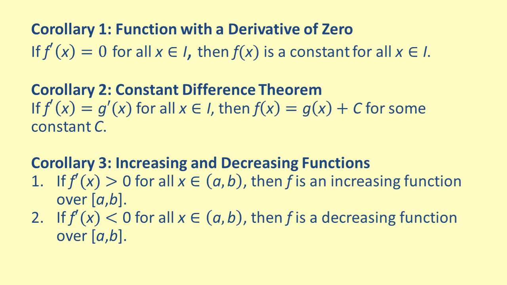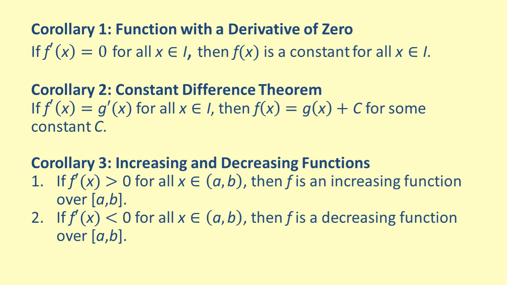Let's look at a few corollaries of the mean value theorem. First, if we assume that f is a differentiable function over an interval I, then if f prime of x equals 0 for every value in I, then f of x is a constant for all values of x in I. Notice that this comes from the derivative of a constant. Recall that the constant rule for derivatives states that the derivative of a constant is 0. So we can use the converse to define the first corollary.